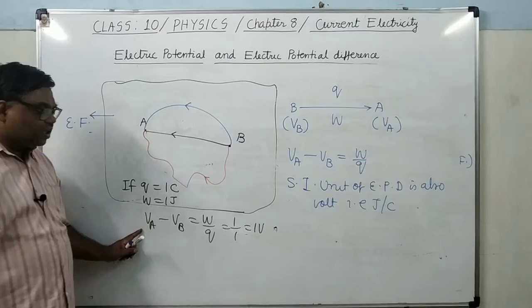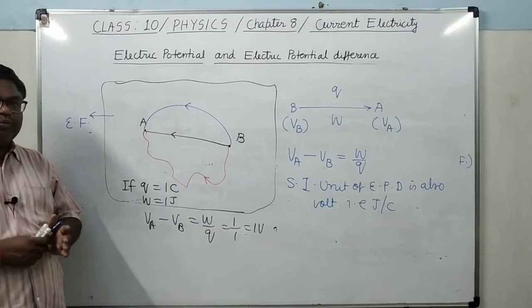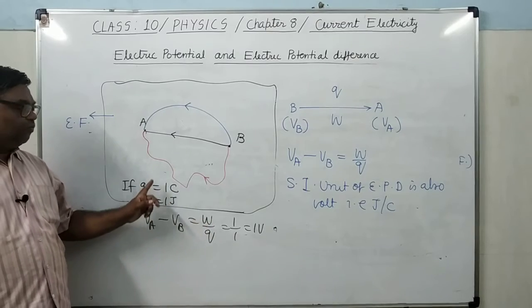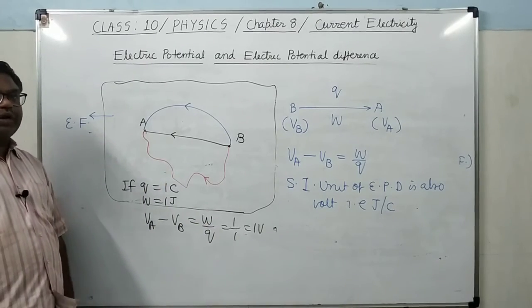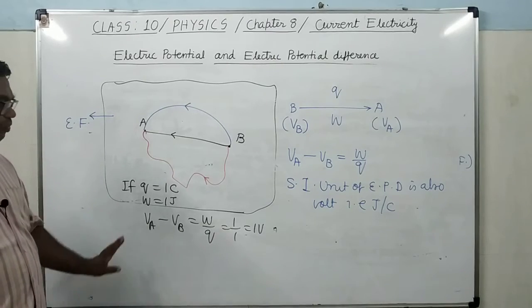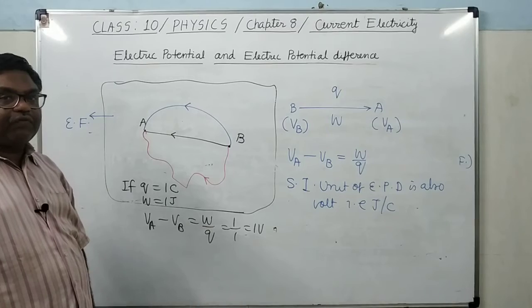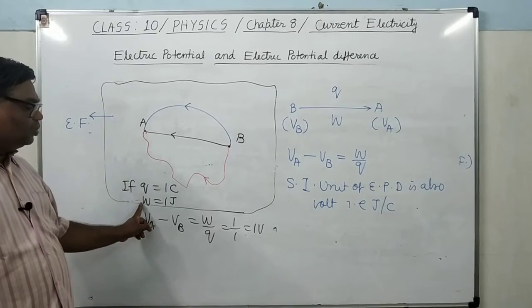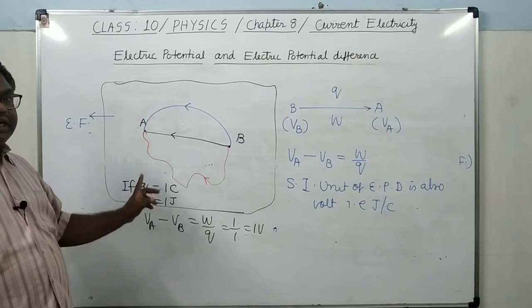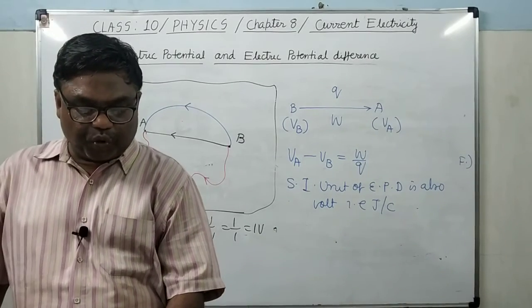Means the electric potential difference between any 2 points of an electric field is said to be 1 volt if 1 joule work is done in carrying 1 coulomb charge from one point to another. You see once again, the electric potential difference between any 2 points of an electric field is said to be 1 volt if 1 joule work is done in carrying 1 coulomb charge from one point to another point.